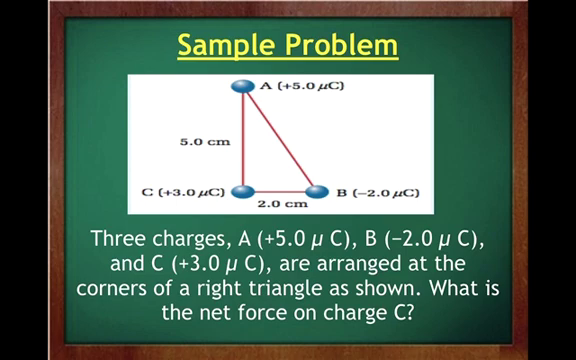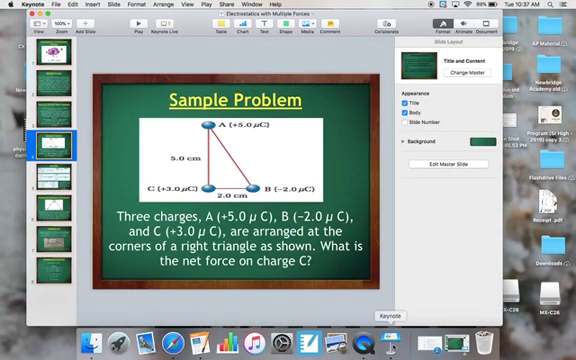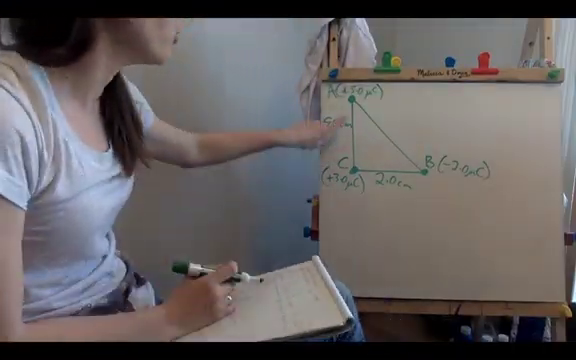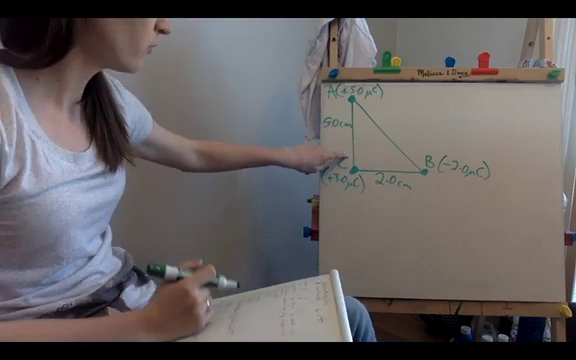Okay, so we've got A, and that's plus 5. We've got B at -2, and we've got C at +3, and 2 centimeters along the bottom, and 5 centimeters along the top. So we're being asked specifically, what is the net force on charge C? Where is my video? Here it is. So you've got 2 different objects acting on C here.